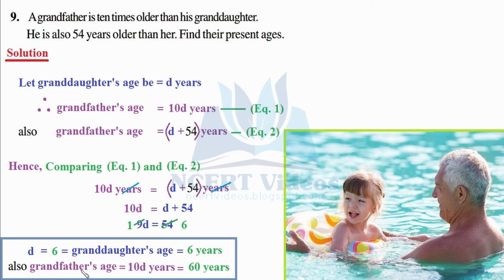So we wrote also grandfather's age equals 10d years, since we are using equation number 1. You can use either of the equations. Therefore, 10 is multiplied with 6, you get 60 years. This was a quite straightforward question and its solution was simple. The only concept you learned here is comparing. So you have to compare quantities when you are given the same thing in two different ways. With this, our question number 9 of exercise 2.4, linear equations in one variable, mathematics class 8th, has been solved.